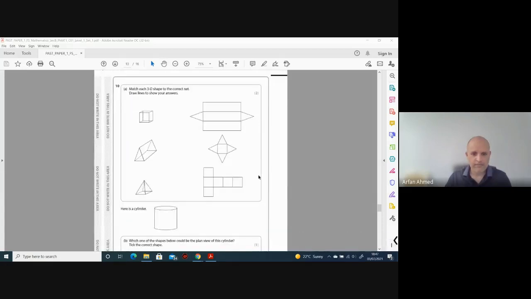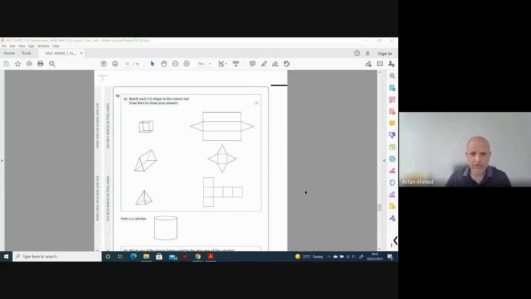Question 10. Match each 3D shape to the correct net. Draw lines to show your answers. So you have to connect it with lines. Okay, let's do that. Well, what does a cube look like when it's opened up? Well, we should know it's definitely this one. So that goes with that one.